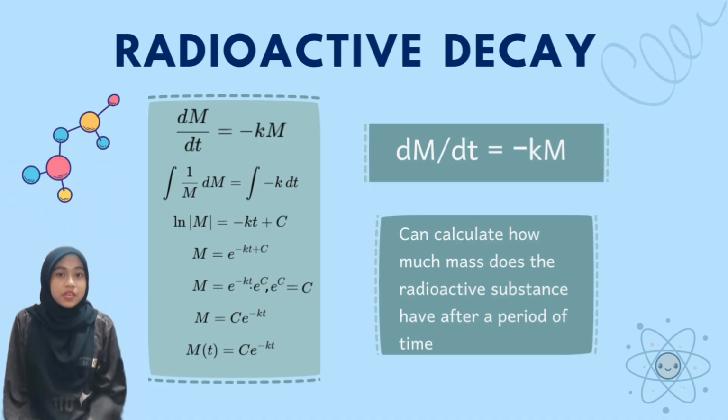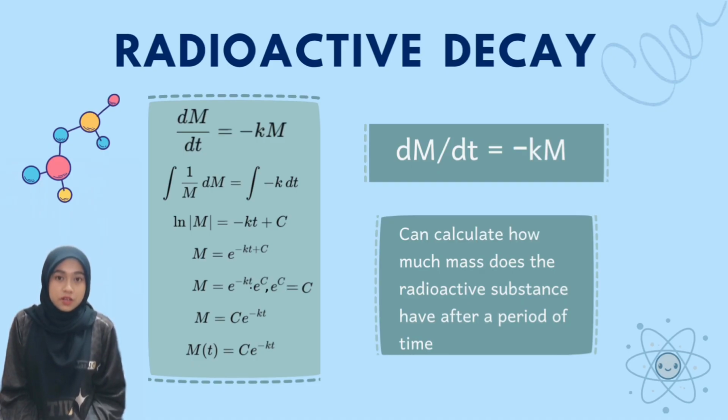To solve this equation, the first step is to separate the variables. We rearrange the equation so that all terms involving m are on one side and all terms involving t are on the other side. This gives us 1 over m dm equals minus k dt. Next, we integrate both sides of the equation. After integration, we obtain ln m equals negative kt plus c, where c is the constant of integration. To remove the natural logarithm, we take the exponential of both sides. This results in m equals e to the power of negative kt plus c.